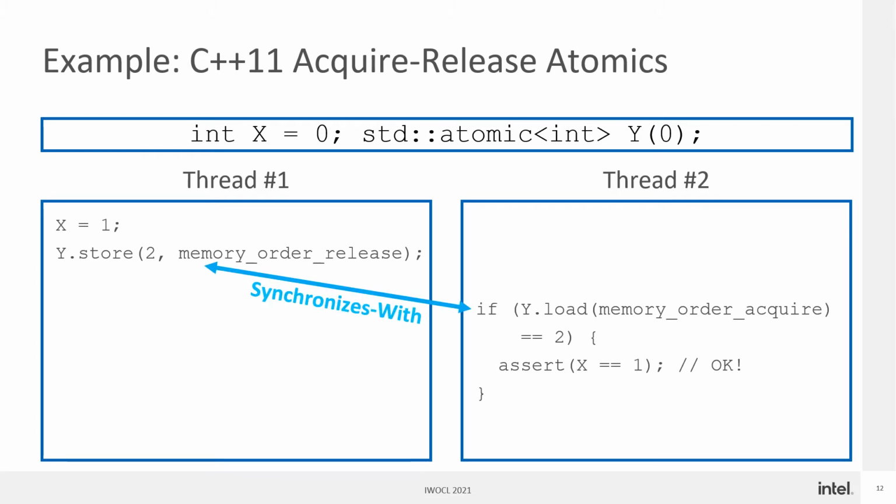Said another way, we have the same synchronizes-with relation between the load and the store. We have the same sequenced-before relations between the stores and the loads. So we can have the same happens-before relation between the store to x and the load from x.